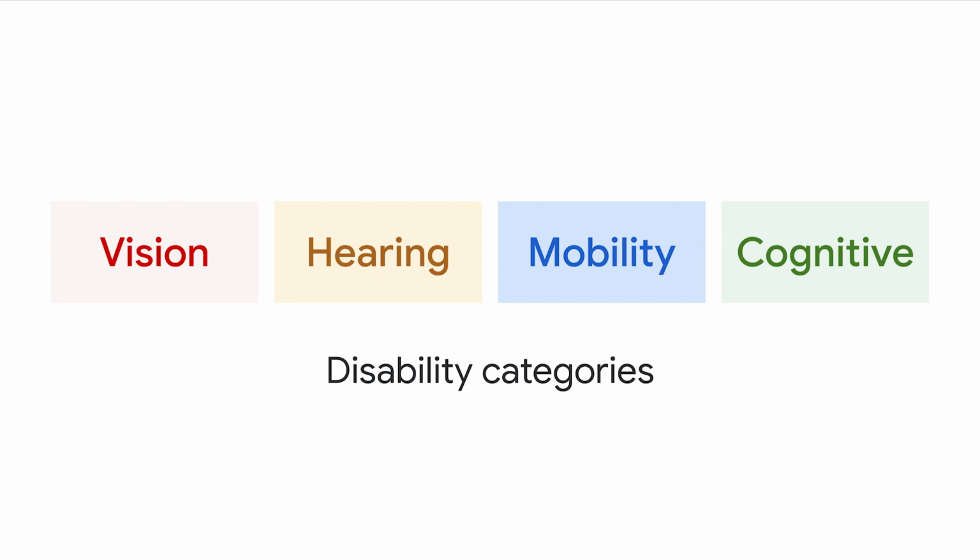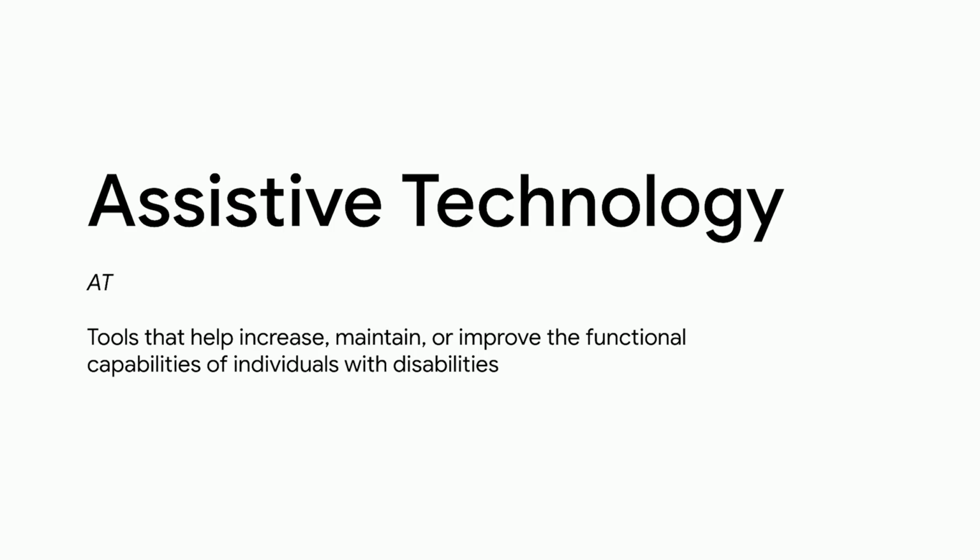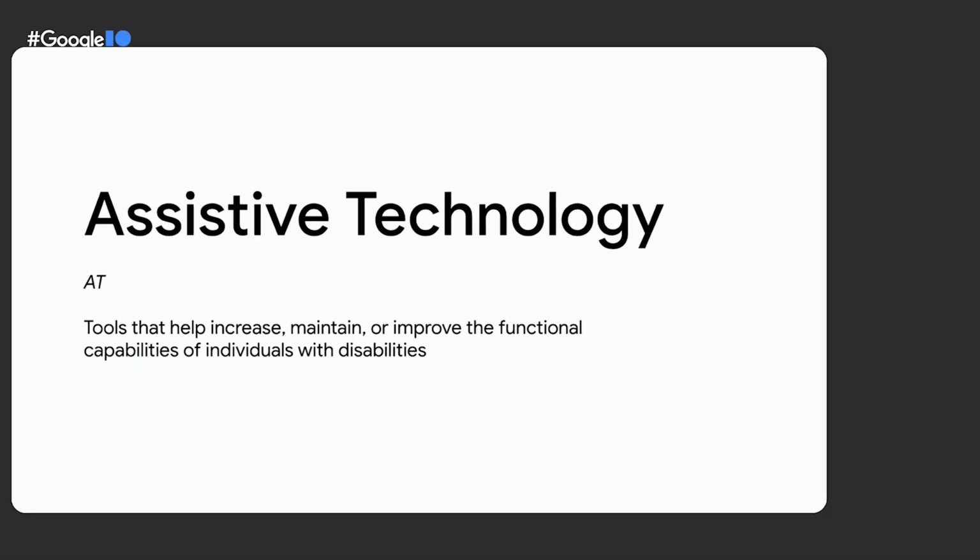So to help you focus where you put your efforts, you might categorize disabilities into vision, hearing, mobility, and cognitive disabilities. For many of those with disabilities, they rely on assistive technology, which you may see abbreviated as AT. They're tools that help increase, maintain, or improve functional capabilities of individuals with disabilities. Like my grandma, to help with her hearing, she uses hearing aids. And we've also been trying out the Live Transcribe app on our Android phone to make conversations a little easier.